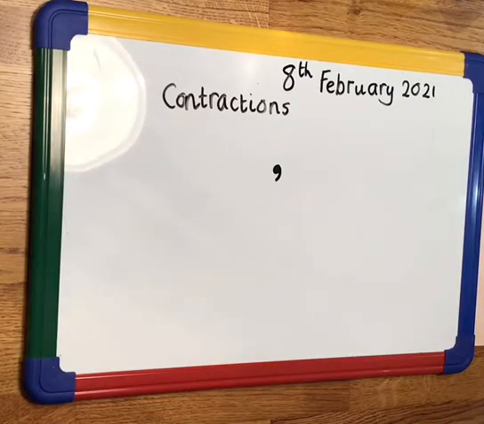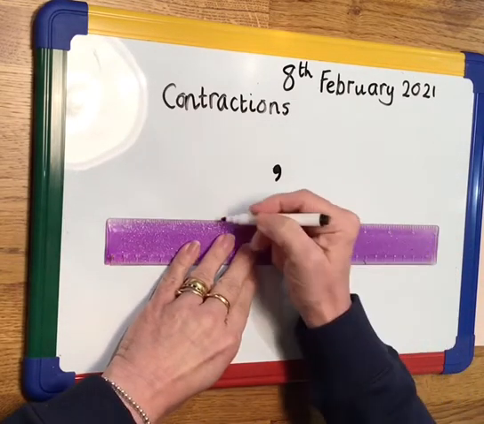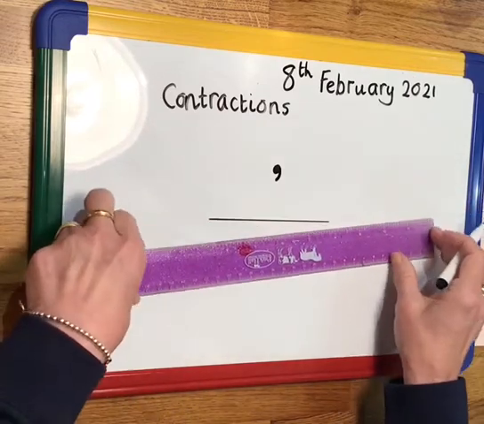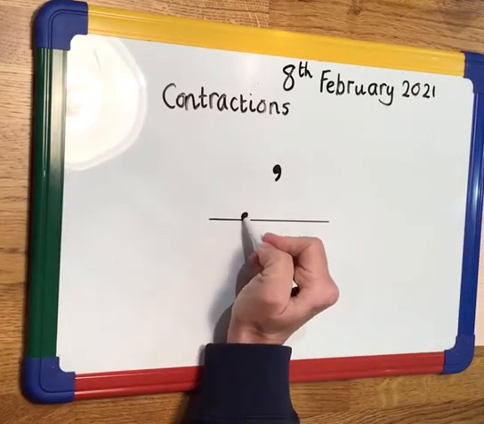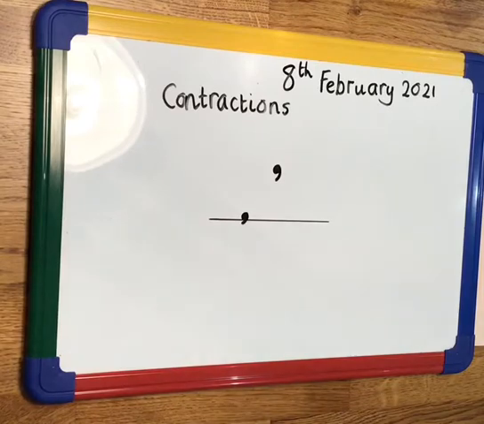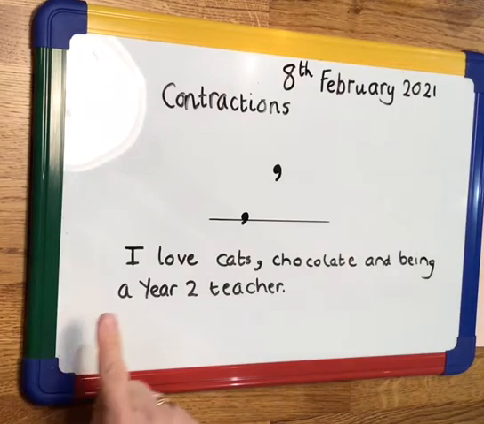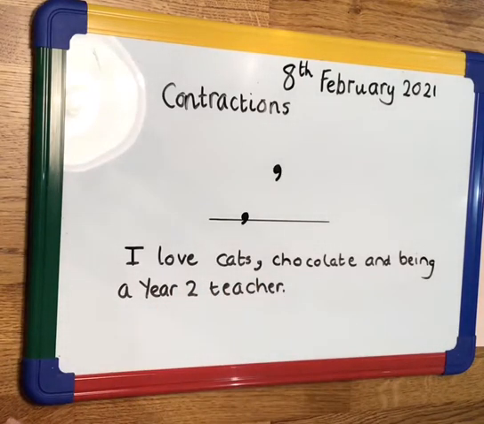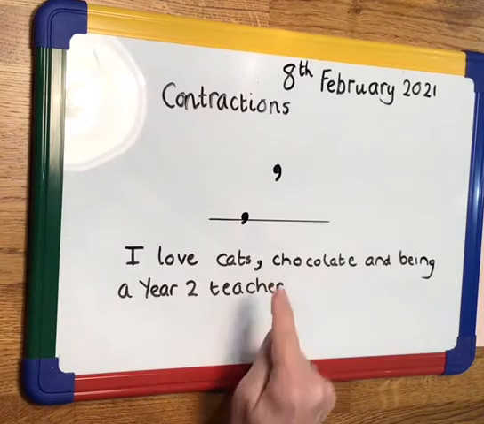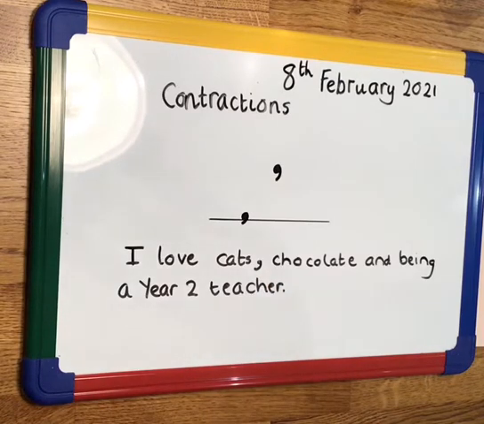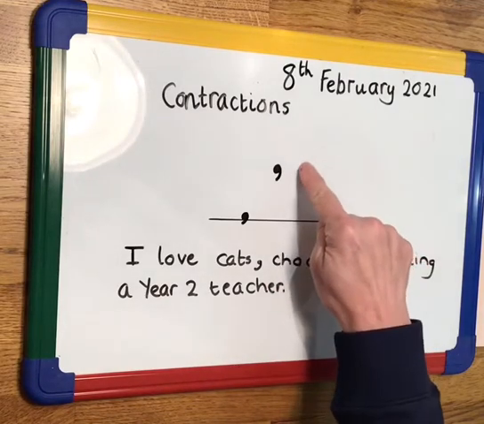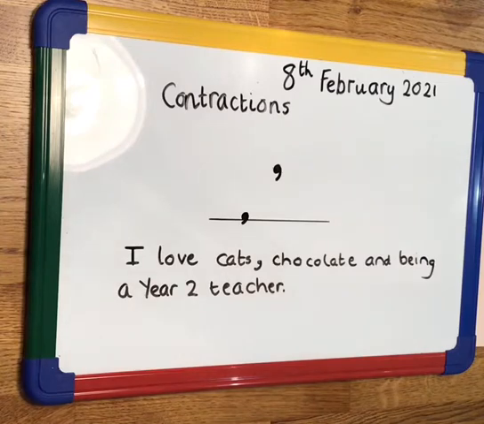You have seen a comma. And let's remind ourselves what a comma is. Here's my line, and this is our comma that sits on the line, and we use it to separate items in a list. So you can see in this sentence, children, I've written, I love cats, chocolates, and being a year 2 teacher. And because I've got a list of things, I've separated my items in a list with a comma. It replaces the and. It sits on the line. It's really important. It does not float in the air. If it floats in the air, it's not a comma, it's an apostrophe. And we're going to be using apostrophes in our learning today.